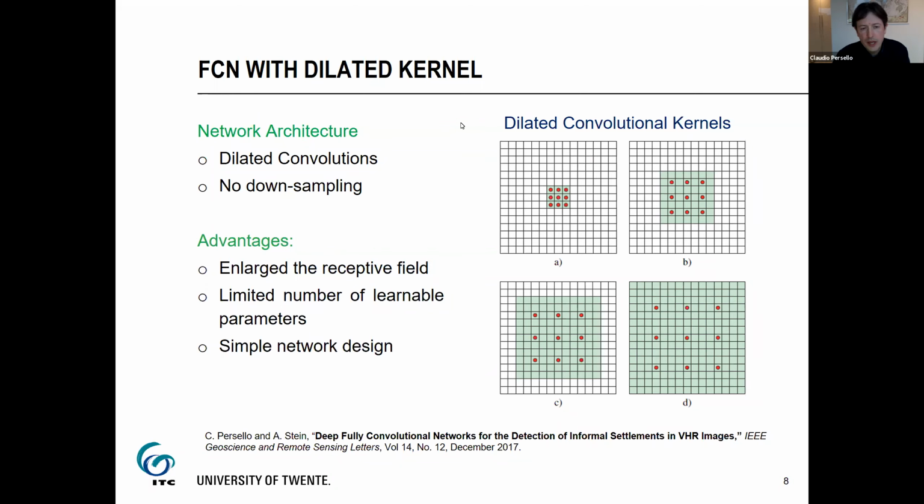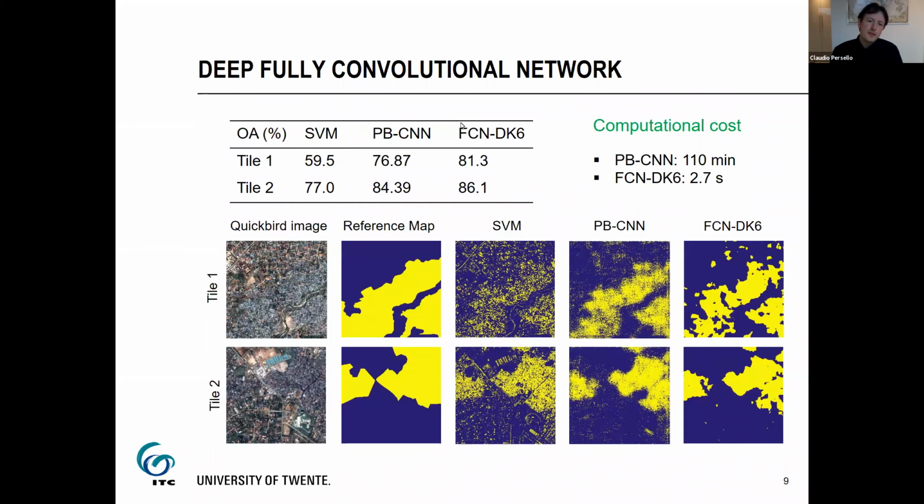And yeah, nowadays dilated kernels are also used in more recent developments like DeepLab and so on. Here are some of the results that we obtained by applying our fully convolutional network to mapping slums in Dar es Salaam. Here you see the two tiles that we have used for the experimental analysis, and the map produced by different classification techniques.